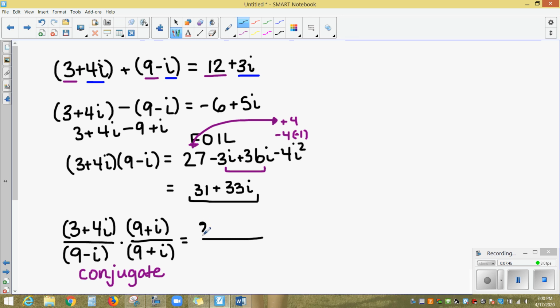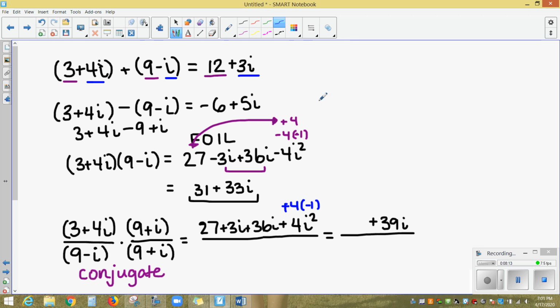Now we FOIL on the top. We'll go, and then we'll clean it up. We'll go back later and FOIL on the bottom and clean that up. Just let me keep going across the top. 3 plus 36 is 39i. A positive 4i squared is a positive 4 times a -1, which is a -4. So 27 minus 4 is 23. Here's the top of our fraction.